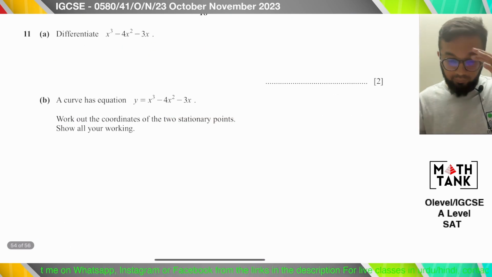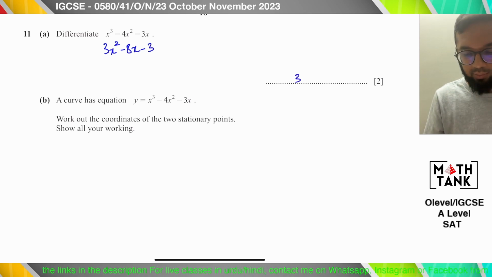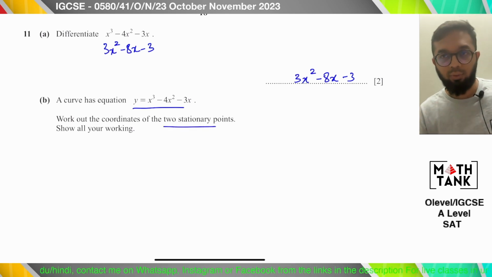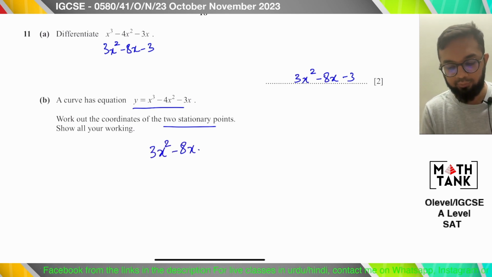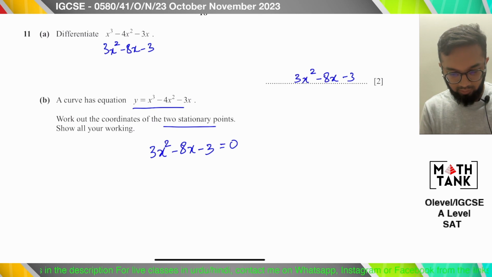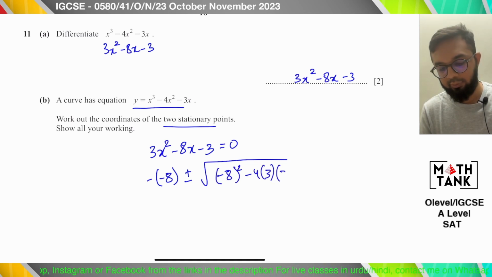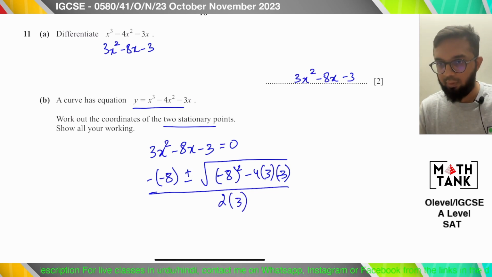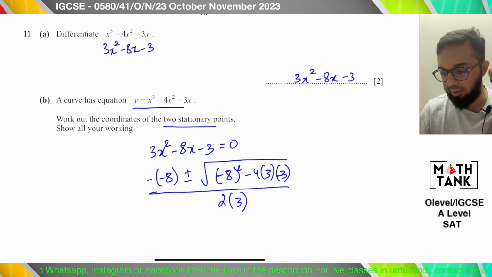Okay, differentiate 3x squared minus 8x minus 3. This is something that you must have learned. The curve has this. Work out the coordinates of the two stationary points. So how do you find stationary points? By equating your differential to 0. Okay, so solving this with a quadratic formula. So let's solve this on a calculator.